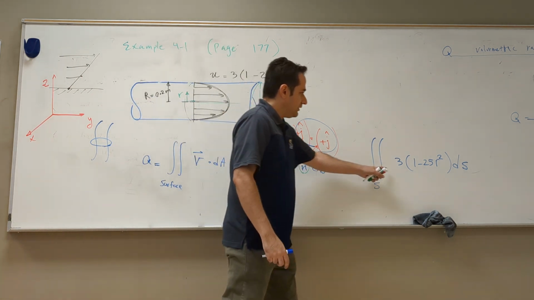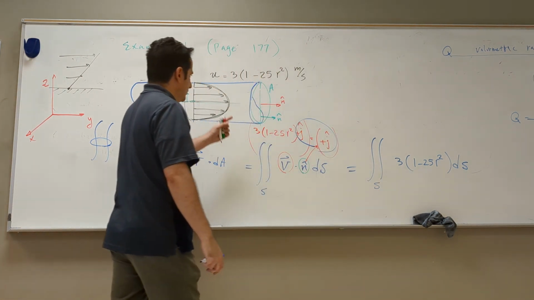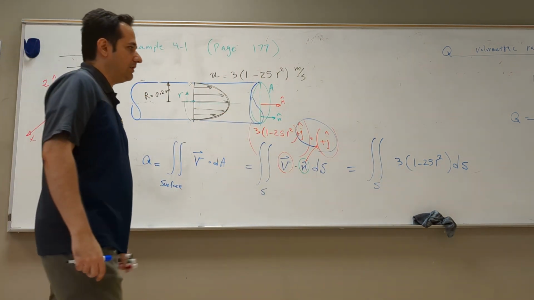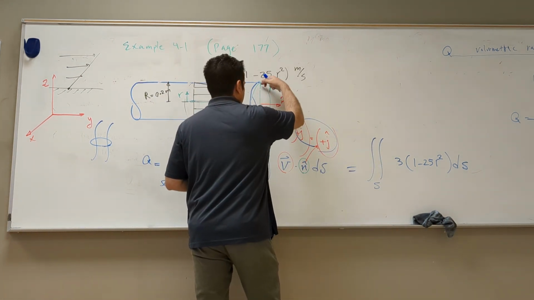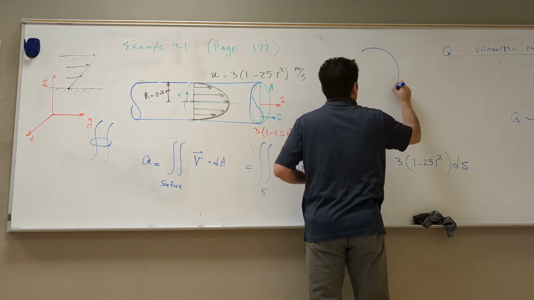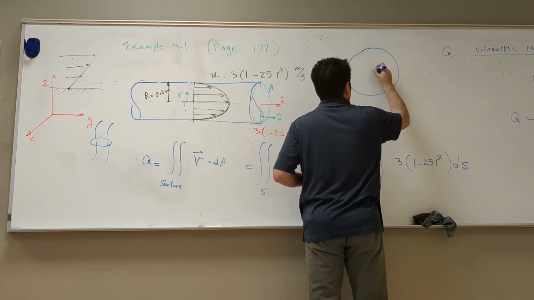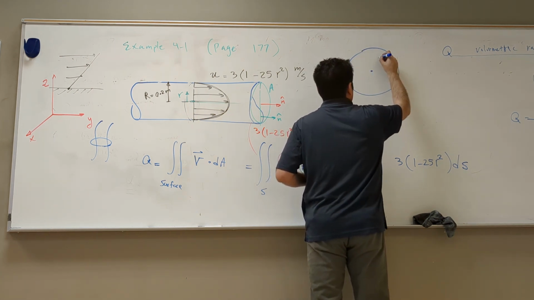So I want to compute this integral, and for that, if you know calculus, you know there are different ways to do that. One way is to just look at this cylinder from this direction, and you only see a circle. And then this is the center, and this is your element.